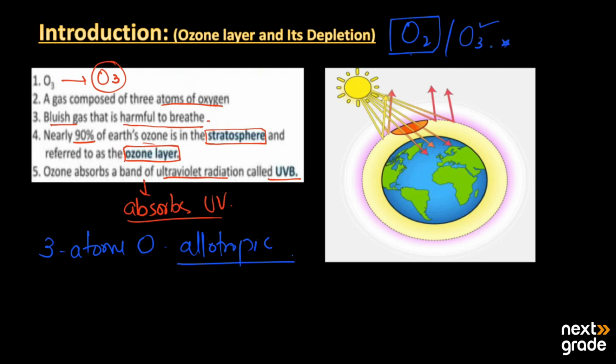So this is a simple introduction about the ozone layer as it is present in the stratosphere. Its function is just to reflect the UV radiations. It will not allow the radiations to pass through it, and it prevents the Earth's surface from UV radiations.